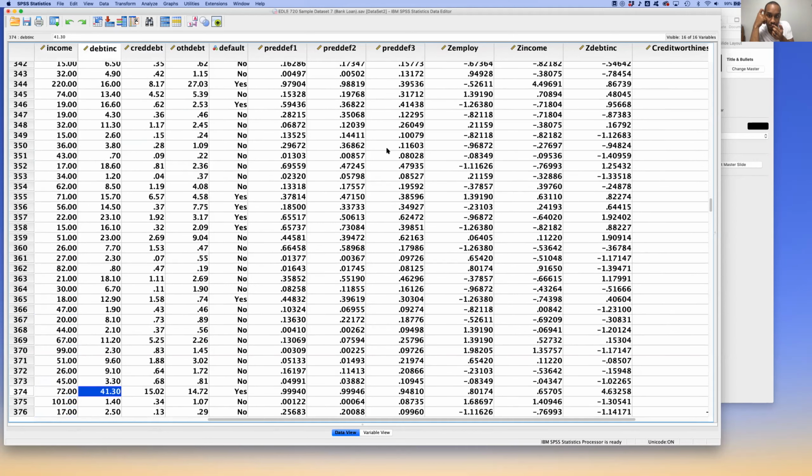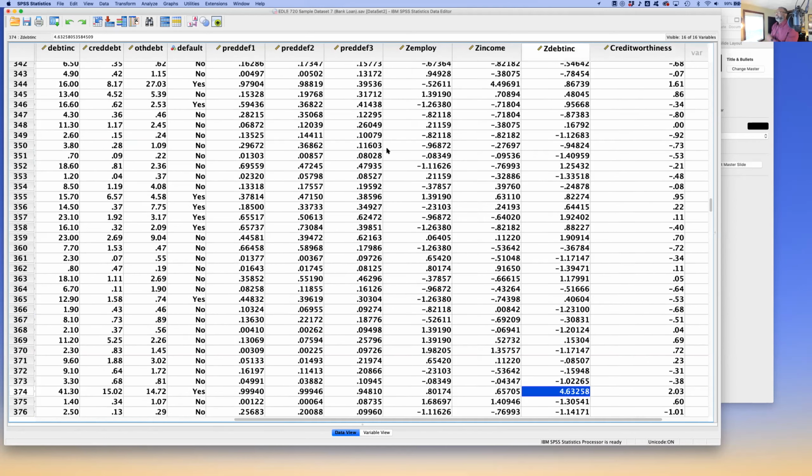All right. Their debt to income was 41. That's pretty high, and that's four standard deviations. That tells us that their debt to income ratio is much higher. I'm assuming that the higher your debt to income ratio number is, the more debt you have relative to your income. That's my guess here.